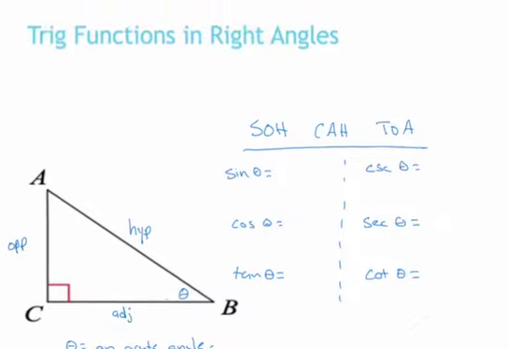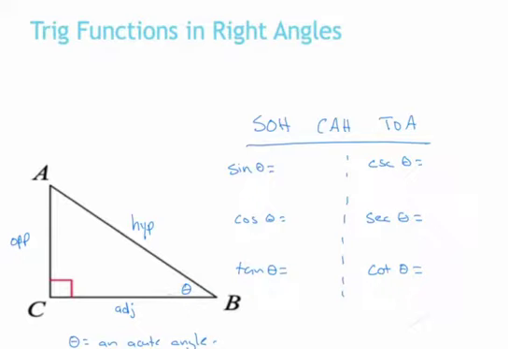Now, there's a total of 6 functions, and if you can learn this acronym right here, SOHCAHTOA, then you can have all 6 of the trigonometric functions. So let's begin with sine. Sine is opposite over hypotenuse. Okay, so I'm going to write opposite over hypotenuse.